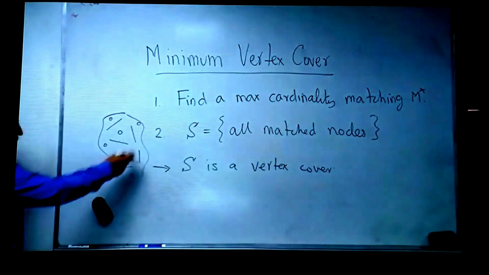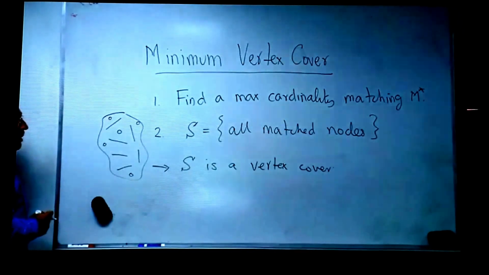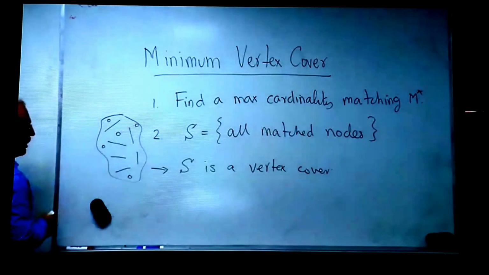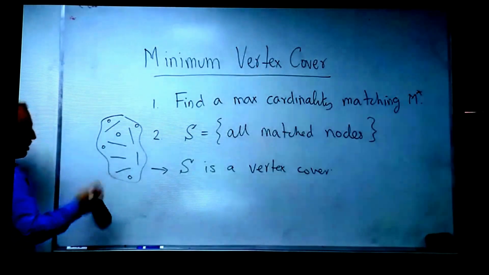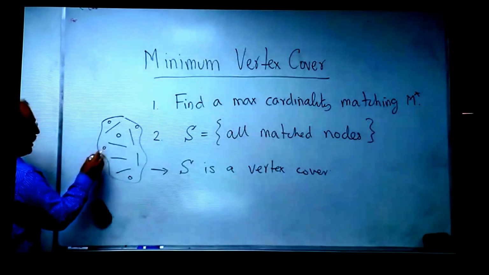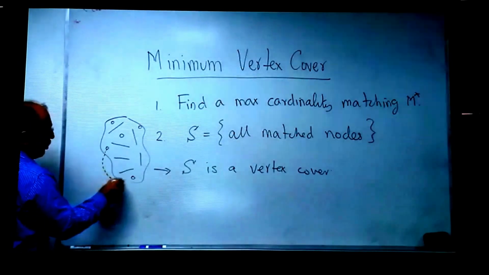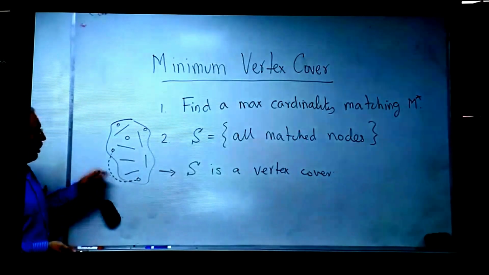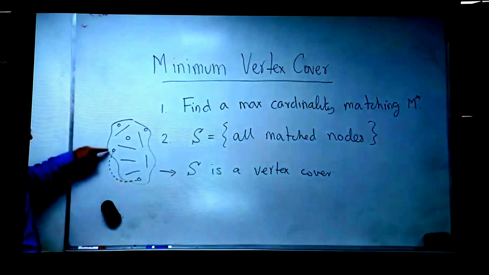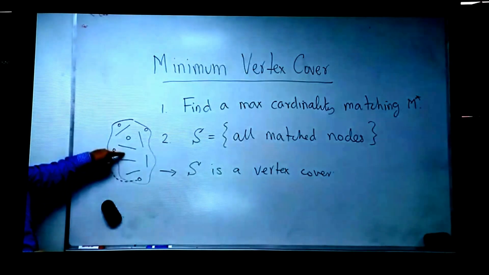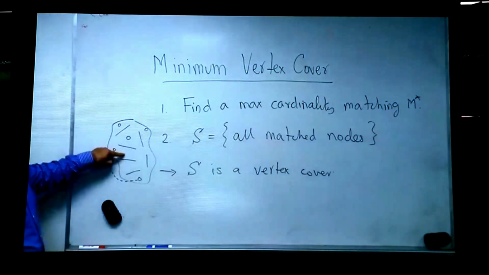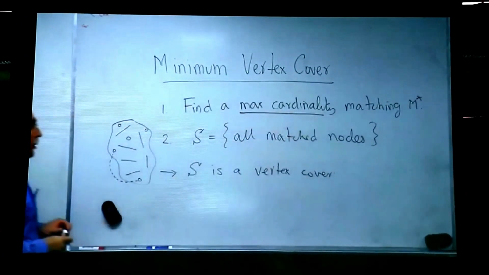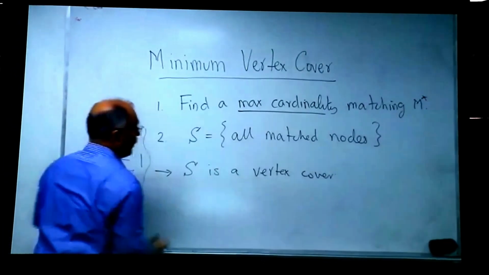Since we've chosen all the endpoints of the matching in the solution S, the only nodes not selected are the unmatched vertices. But if S does not form a vertex cover, it means there is some uncovered edge which, let's say, connects 2 unmatched vertices. Can such an edge exist? The answer is no, because if such an edge existed, then this edge could have been added to M star, and you would still get a matching, giving a contradiction to the fact that this is a maximum cardinality matching. So we do know that S is a vertex cover.